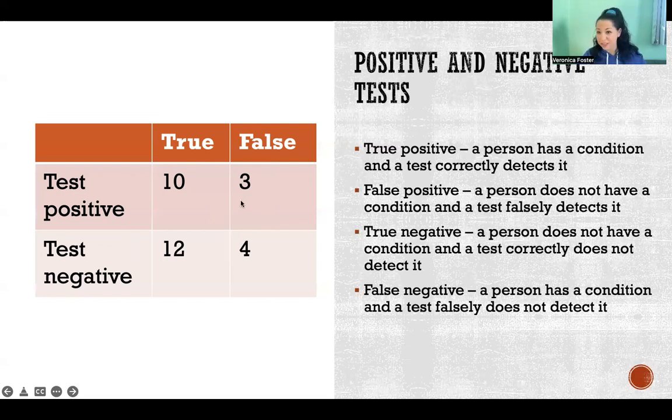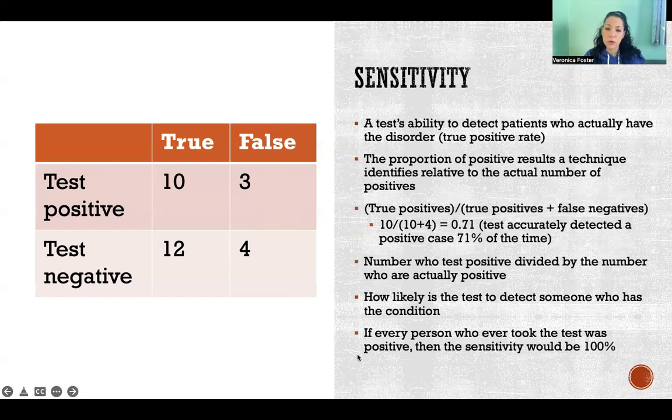So according to these numbers that I just made up, it means that 22 of our test results were correct, whether they were positive or negative, and 7 of the test results were incorrect, whether positive or negative. I'm going to use this as an example to help you figure out how to calculate as we go forward. So sensitivity refers to a test's ability to detect patients who actually have the disorder.